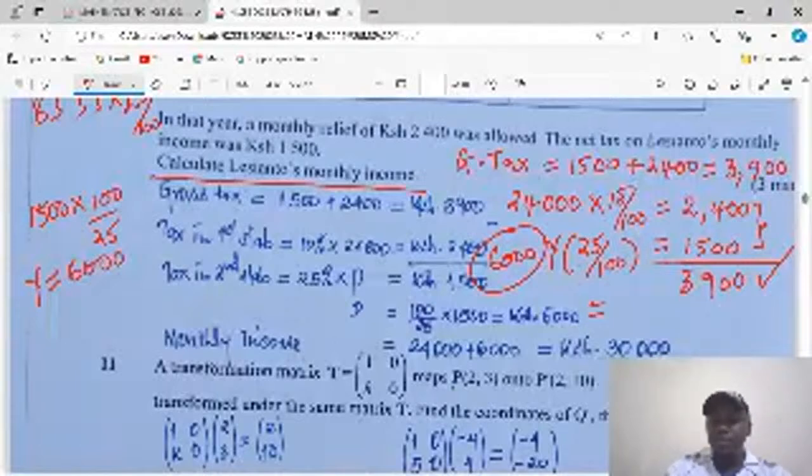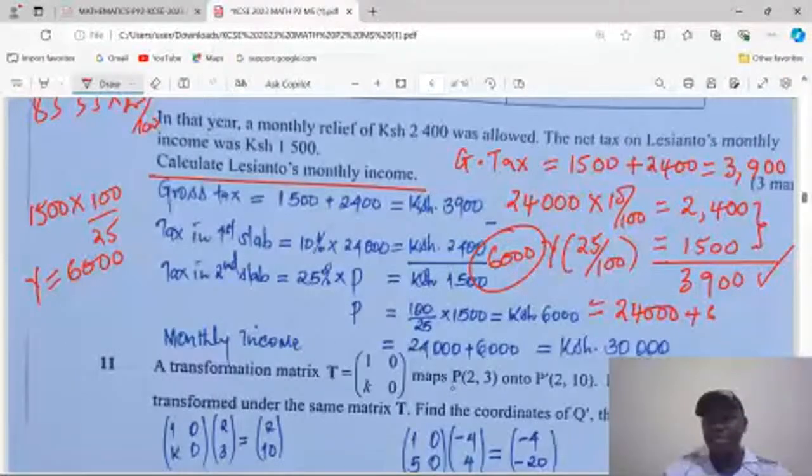This means now the taxable income, which is also the monthly income for this gentleman, is going to be 24,000 and we add 6,000. This is going to give us exactly 30,000. Exactly 30,000.